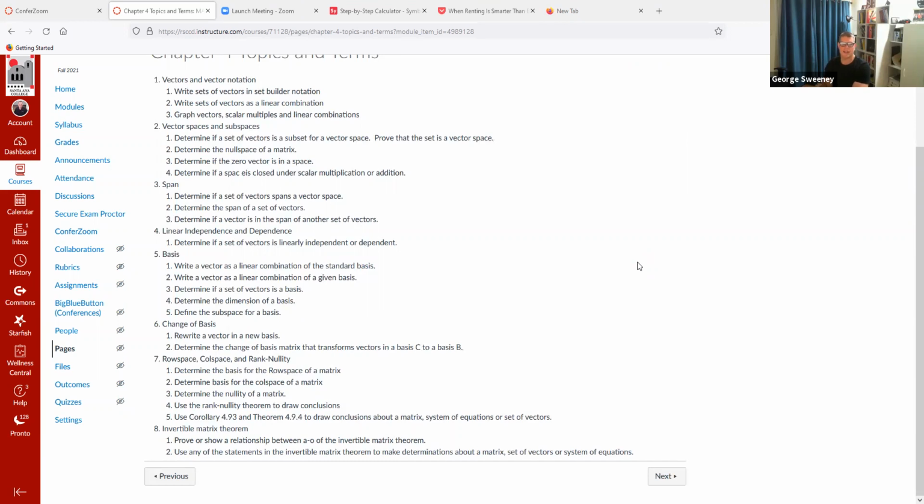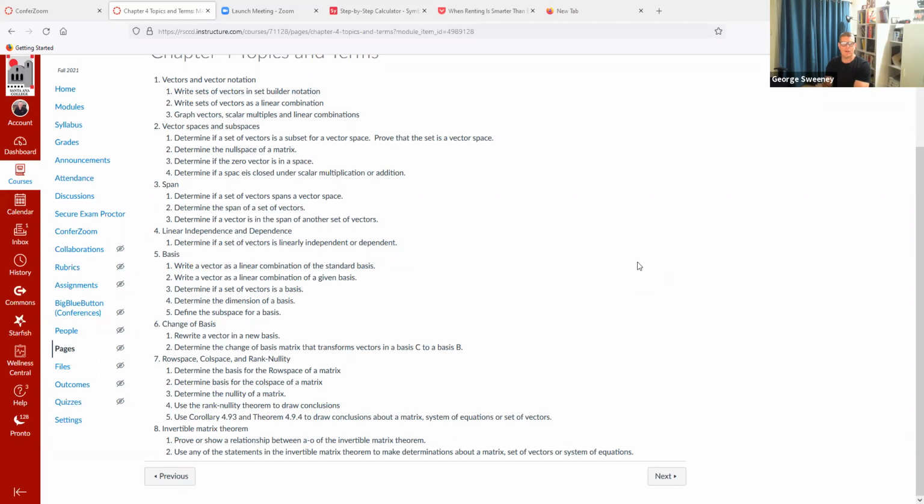So write sets of vectors in set builder notation if you need to. Mostly you can just use that span notation. Write sets of vectors as linear combinations. So if you've solved a system, you know how to write it as scalar times a vector plus scalar times a vector equals the other vector, okay? Graph vectors, scalar multiples, and linear combinations. Do you need to be able to do that?